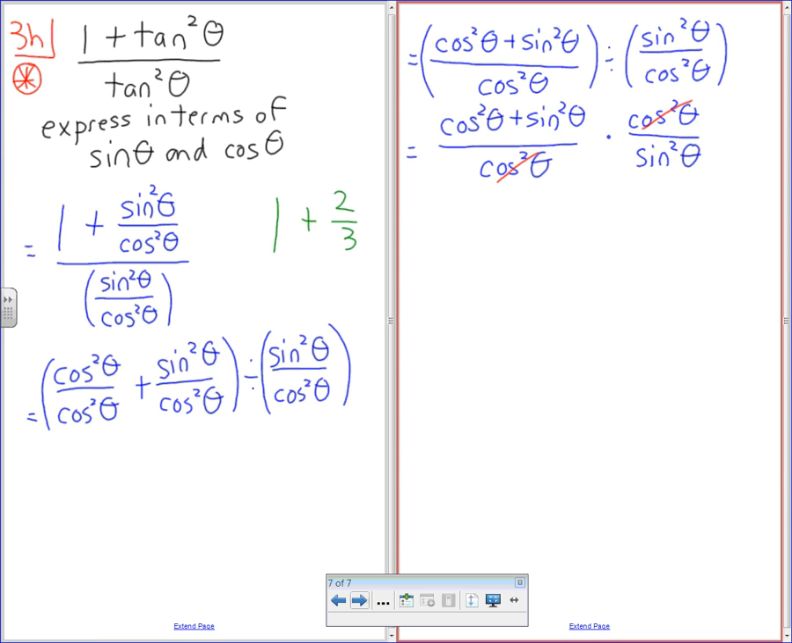Okay. So I'm left with cos squared theta plus sine squared theta over sine squared theta. Yeah, that works. We're so close. There's only 1 step left. Can anyone see the final step? Come on, go. Nope. Go ahead. cos squared theta plus the sine squared theta equals 1.